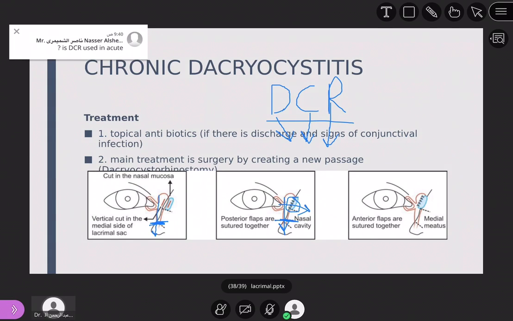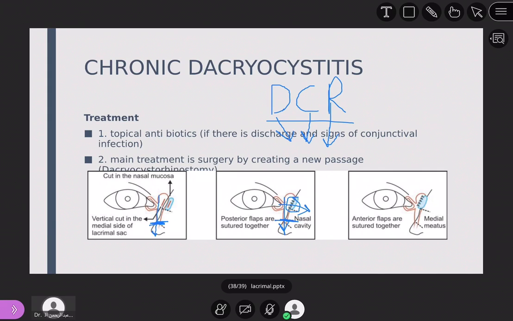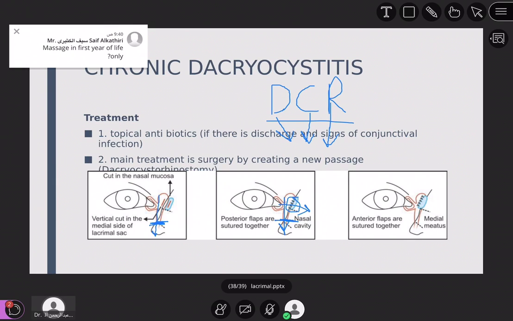Is this used in acute? No. In acute, you treat the acute infection first, then you will do DCR. In adults, not as in children, no massage in adults. The massage will not work. Massage will work only in pediatrics, where 90% will work. Dacryocystitis, we have acute, we have chronic. You should differentiate between the acute and chronic. Acute, you should treat the acute infection first with antibiotics, then after the acute phase subsides, you will do the surgery.